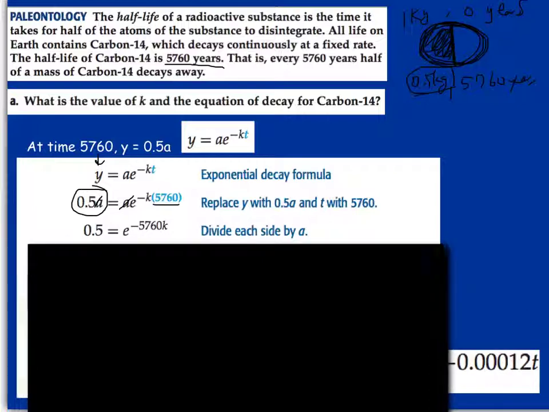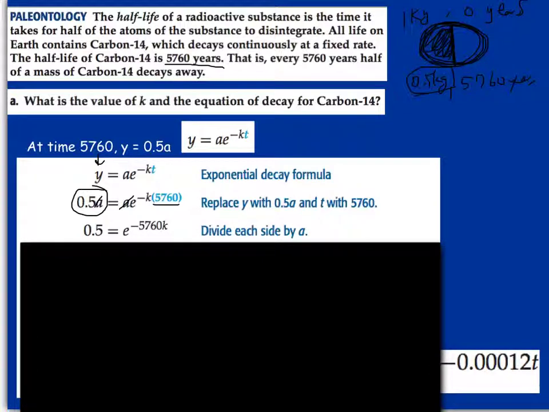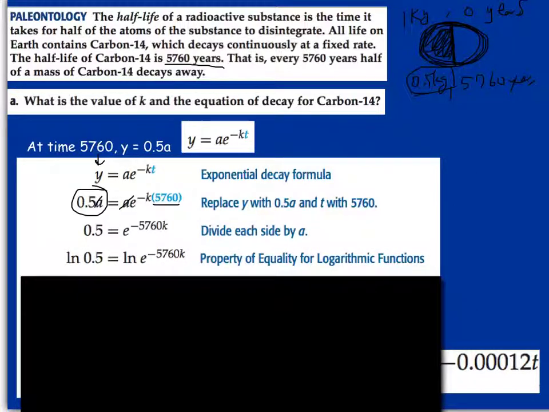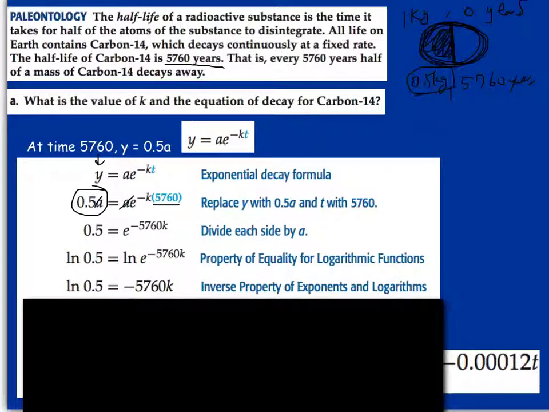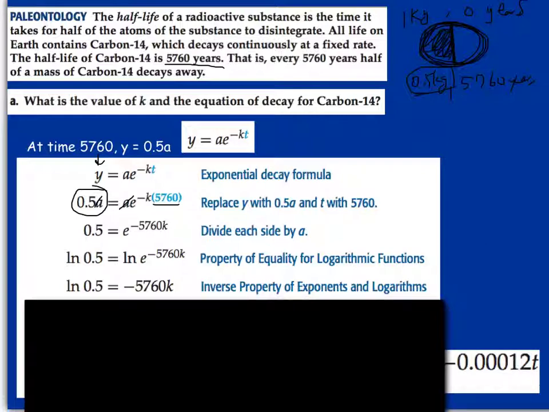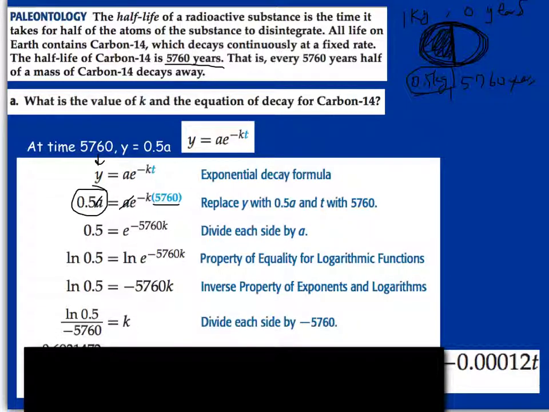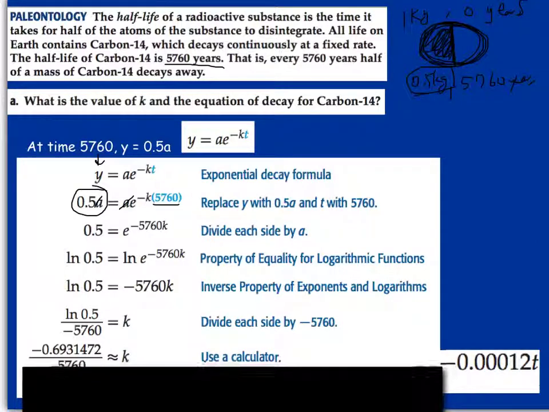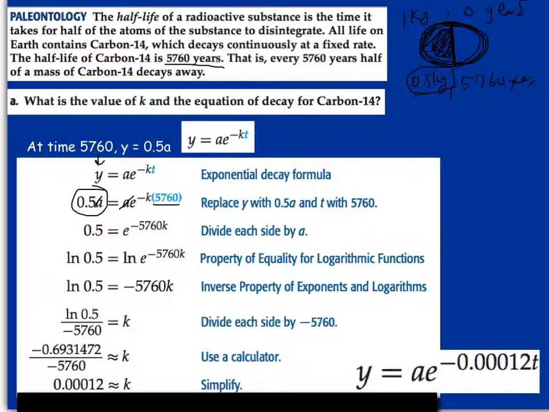Now how do we solve this? This is just a problem like we did in the previous slides. We can take the natural log of both sides. Once we do, the exponent drops down, and using the inverse property of exponents and logarithms, we get this. We can solve for k by dividing both sides by negative 5,760. If you do this on your calculator, you'll get approximately 0.00012. So that's my value of k.